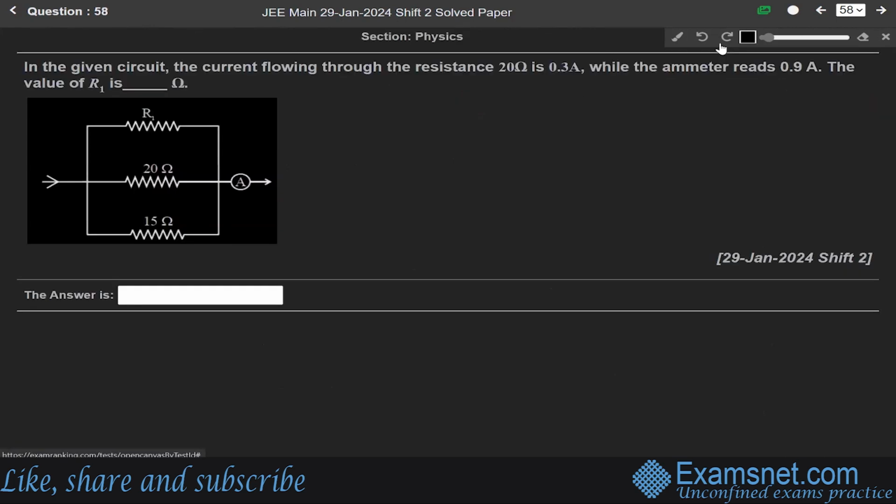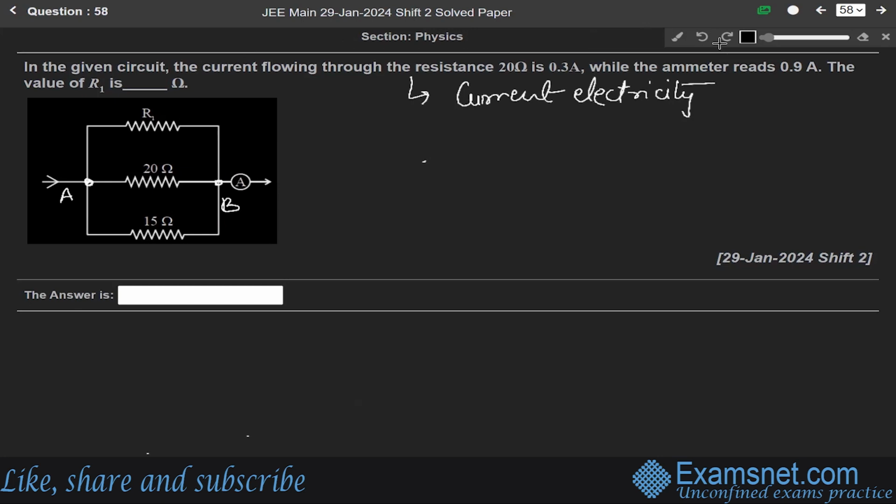Okay. Now next question 58. In the given circuit, the current flowing through the resistance 20 ohm is 0.3 ampere, while the ammeter reads 0.9 ampere. So we have to find the resistance value of R1. Let us say this is point A and this is point B, and this question is from the chapter of current electricity.